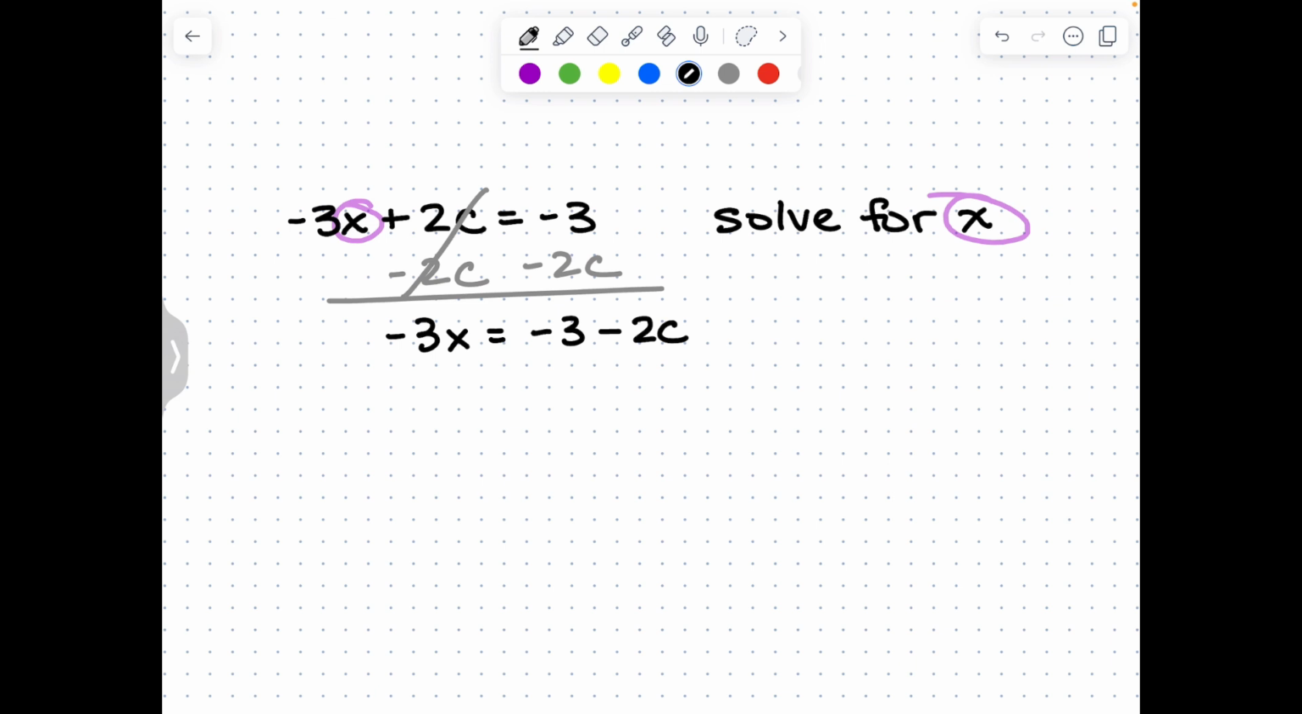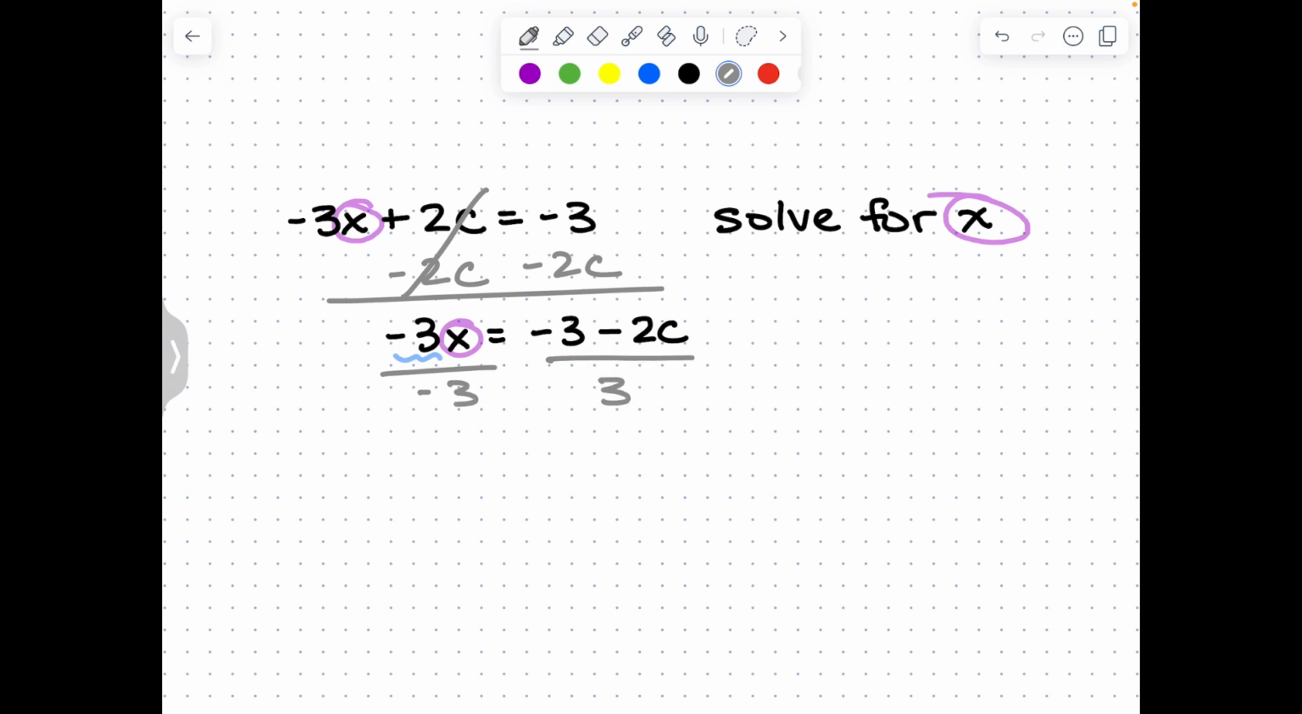So it might not seem like we're really getting very far, but remember our goal is to clear out around our x. And there's definitely less on this left side than there was before. So we are making progress. All right, let's go ahead and handle that negative 3. It says negative 3 times x, so let's divide by negative 3.